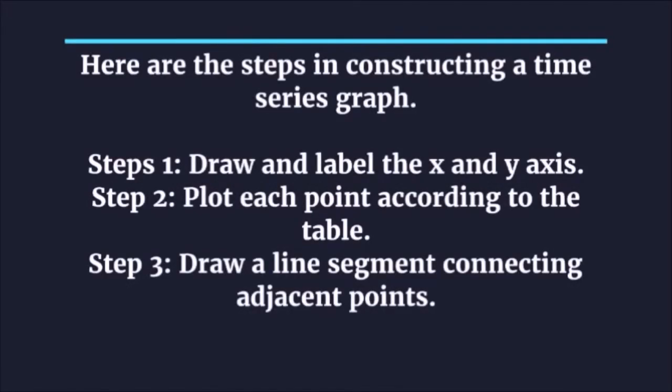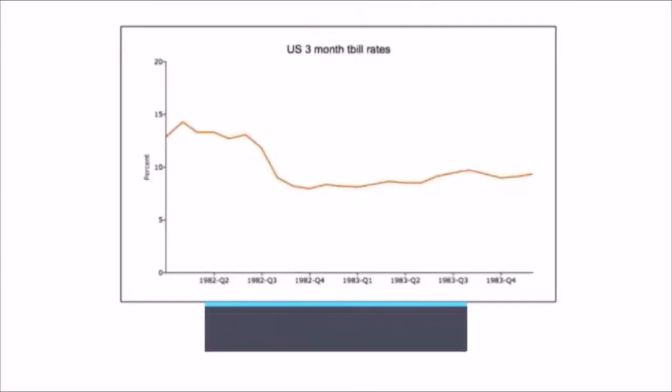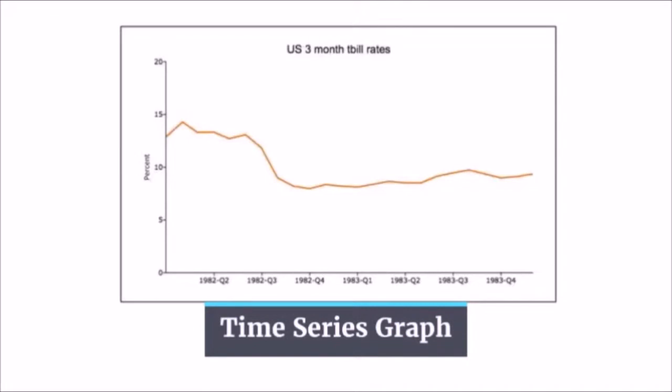Here are the steps in constructing a time series graph. Step 1. Draw and label the x and y axis. Step 2. Plot each point according to the table. Step 3. Draw a line segment connecting adjacent points. Again, this is how a time series graph looks like.